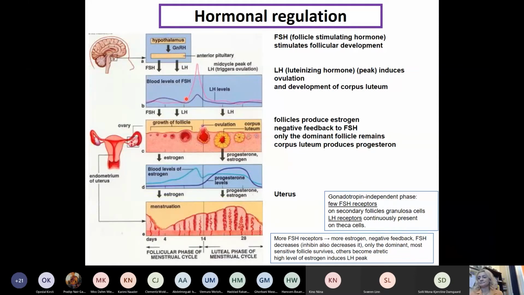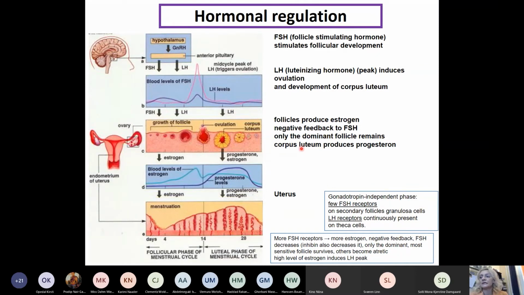And then as FSH decreases, only the dominant, most sensitive follicle will survive, and this is the Graafian follicle. The others become atretic, and then we have a positive feedback. Details of this you learn in physiology, and later in anatomy in the 3rd semester. Just remember this: first negative, then positive feedback, and we have another little peak here. So follicle stimulating hormone stimulates the development of the follicles in the gonadotropin dependent phase.